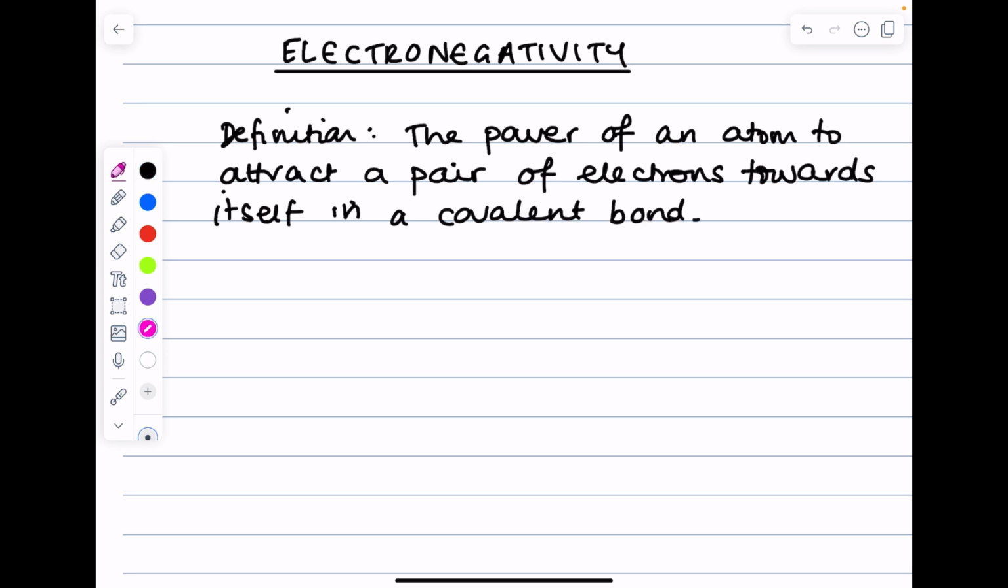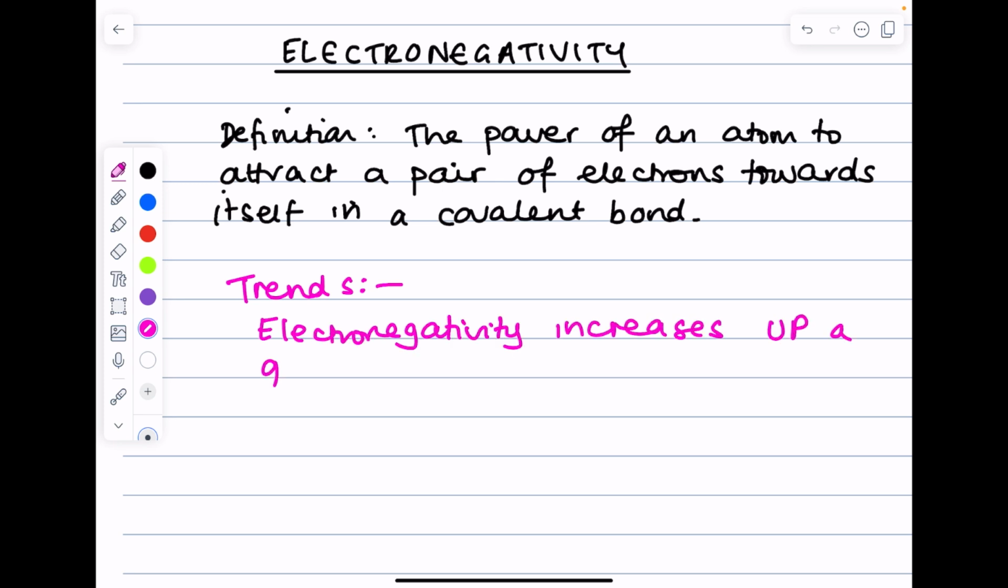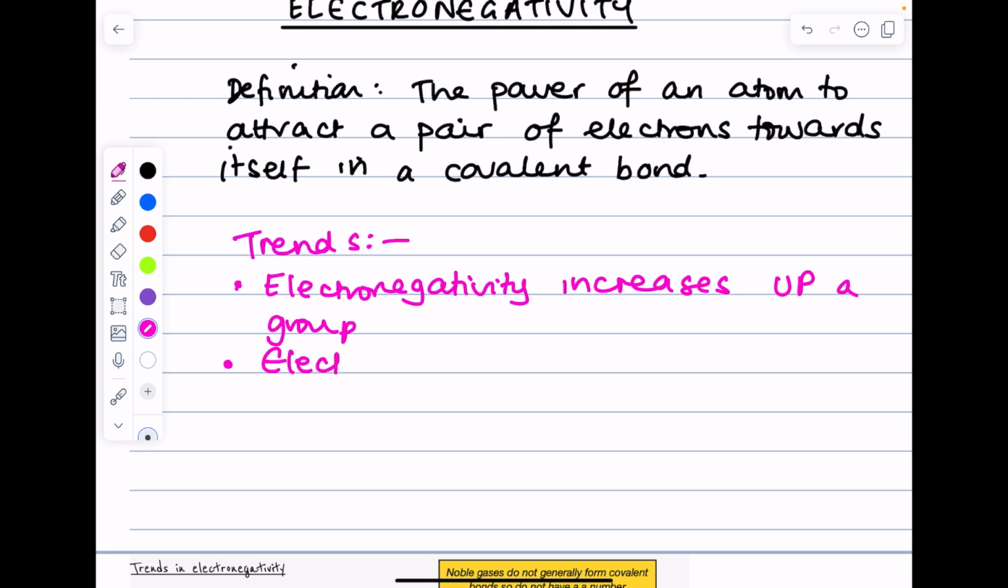General trends you need to be aware of. Electronegativity increases up a group. Electronegativity increases across a period.